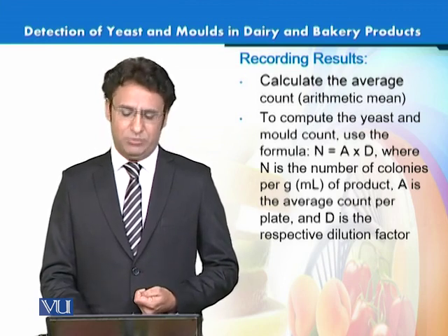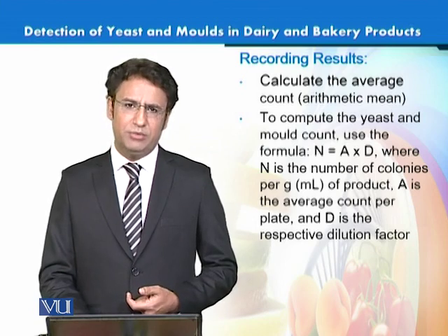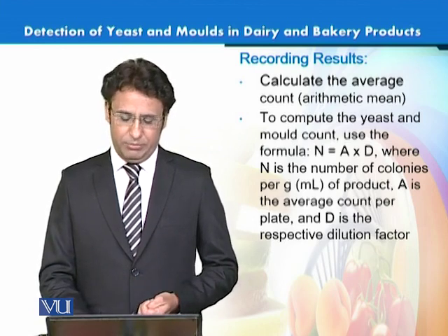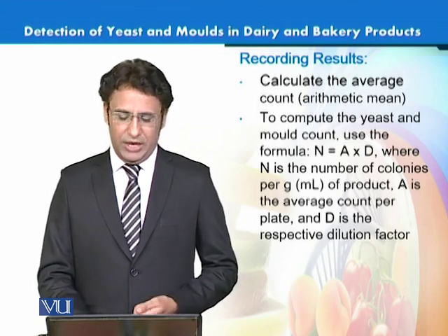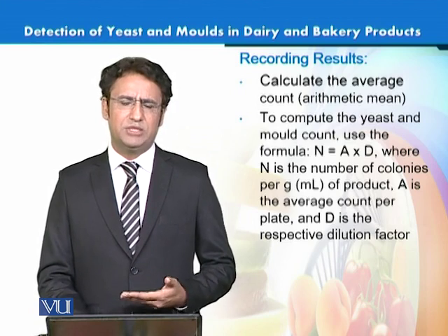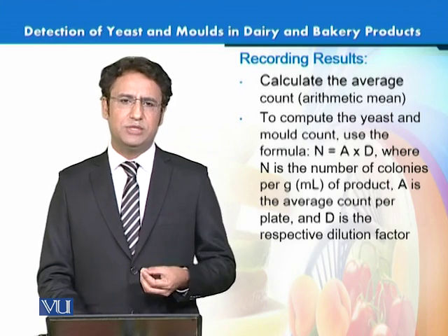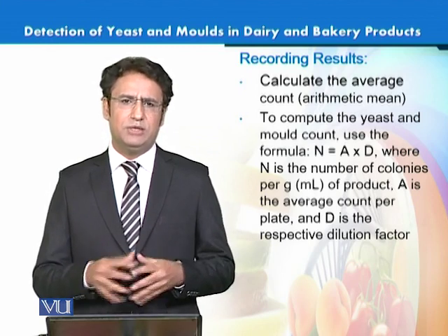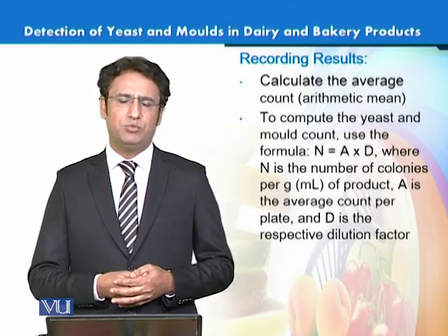And we normally use this formula, N = A × D, where N stands for the number of colonies per gram or per milliliter of the product, and A is the average count per plate. So we take the average count per plate. If we have 3 plates, we take the average of these 3, and D is the respective dilution factor. Because we dilute the material that has to be taken from food or surfaces, the dilution factor must be taken into account, and using this formula we can get the number of colonies of yeast and mold within a food product or a food surface.